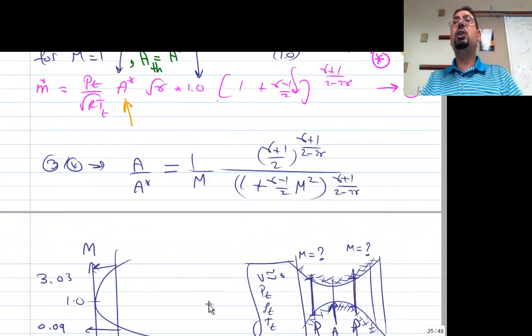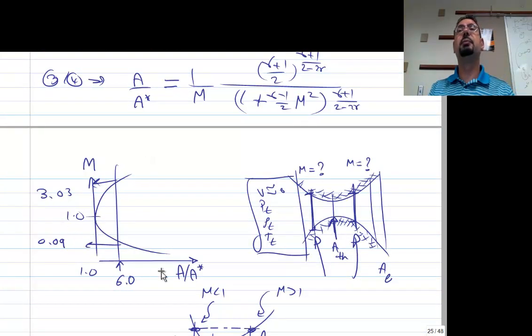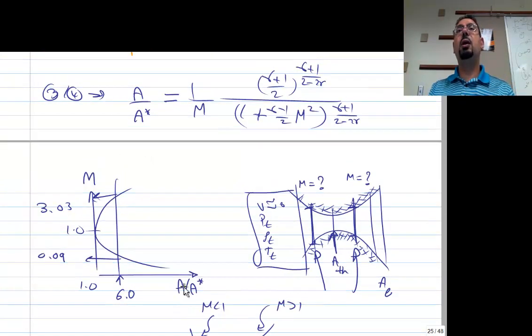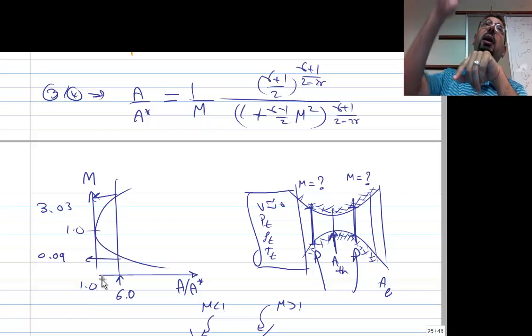So if you plot this equation, it will look like this. What Chen was asking when I asked what is the area ratio, and he said 1, is when Mach is 1. When the Mach is 1, area over area star becomes 1. Of course, we know that. It will be 1 only at the throat, only at the star area.